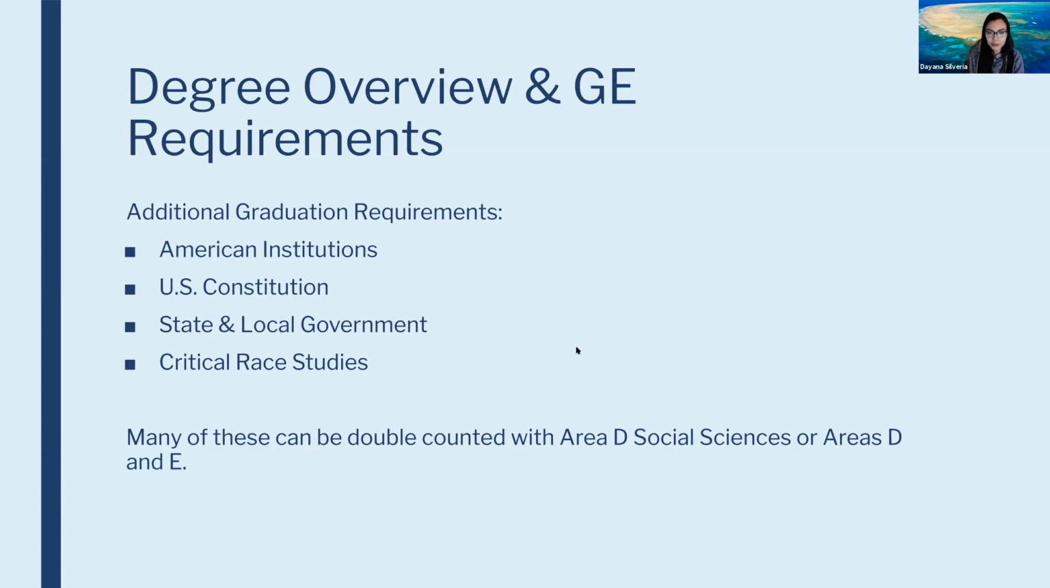So just always look at the description of a class and meet with your advisor, meet with us, so that you are on top of the classes that you need to fulfill every semester, and so that you're on track to graduate. Most of these can be double counted. Like I was mentioning, these courses would be under Area D, so social sciences, most of them, like the American institutions, U.S. Constitution, and state and local government. The critical race studies varies. It could be in Area D or it could be in Area E.